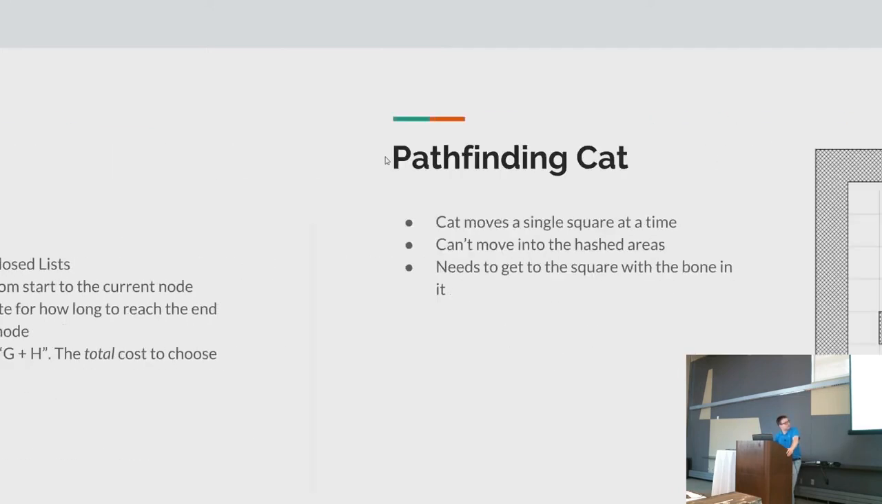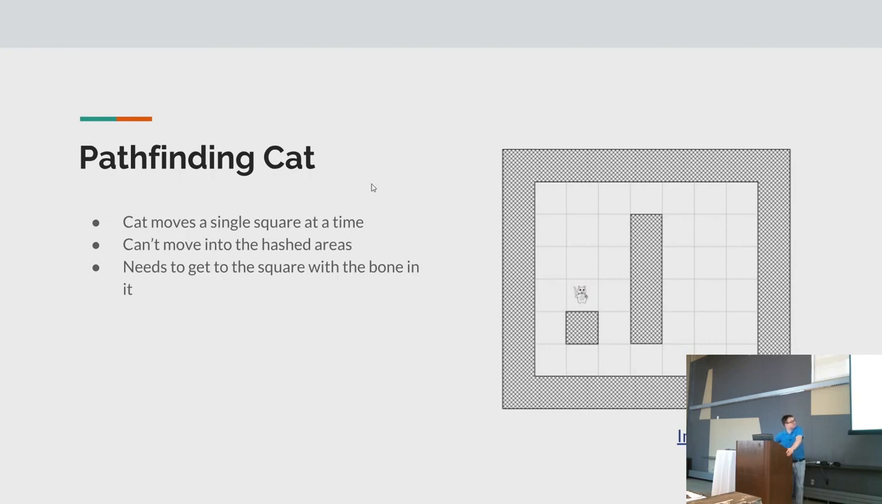So I've got my friend here, the pathfinding cat. Think of this as a simple tile-based game. You can't move into the hash areas. You can only move a single square at a time. And there's going to be a square with a bone in it that the cat's trying to get to.